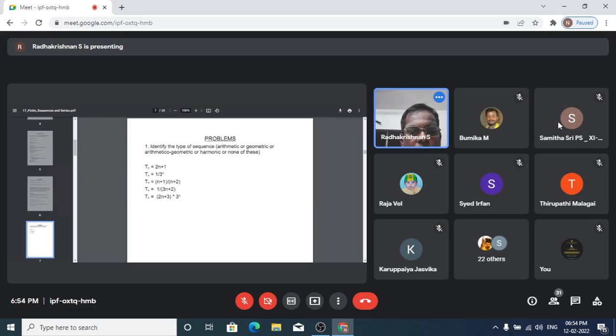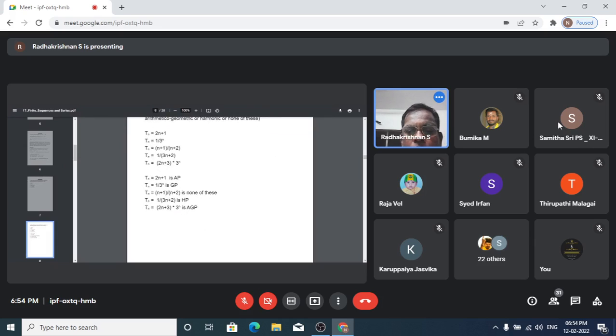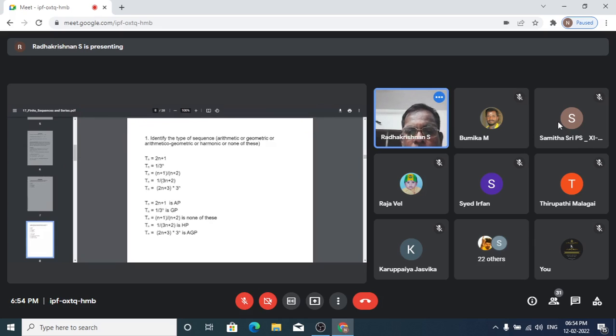Okay, very good. So அடுத்தது 2n plus 3 into 3 to the power of n. What will that be? Arithmetico-geometric progression, sir. That's correct, Samita. That is arithmetico-geometric. So this is a basic thing about these progressions. So the first one is AP, second is GP, third is none of these, fourth is HP, and fifth is AG. Okay.